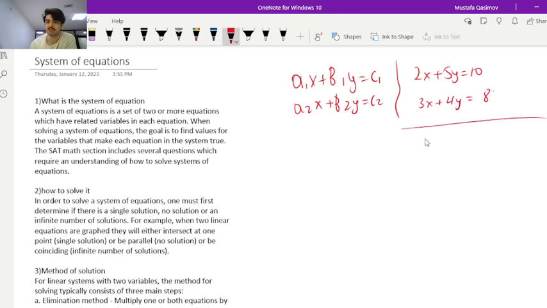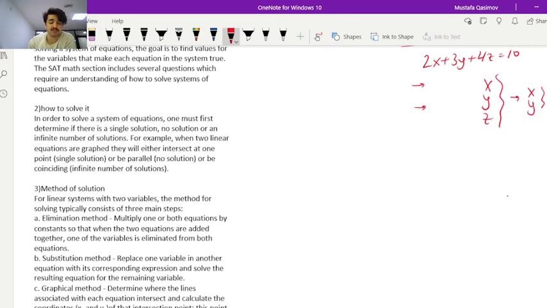Sometimes you can see systems with three variables. For example, 2x plus 3y plus 4z is equal to 10. And you will get two different equations like this with two variables. For solving a system of equations, our goal is decreasing two variables x and y to only one variable, x or y. When we have three variables, first our goal is making this one with two variables, after that making this one with one variable.